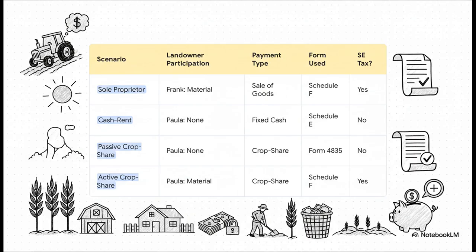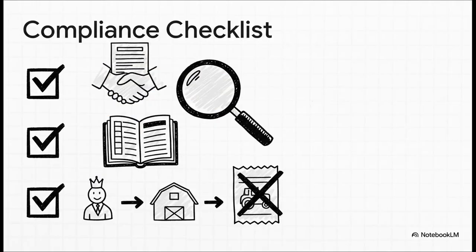Now, when Paula takes a share of the crop but stays completely passive, that is the perfect situation for Form 4835. But the second Paula becomes materially involved in that crop share, making decisions, providing labor, she has to switch right over to Schedule F and pay the self-employment tax. So how do you stay out of trouble? First, get everything in writing. A formal, written lease is your best friend.